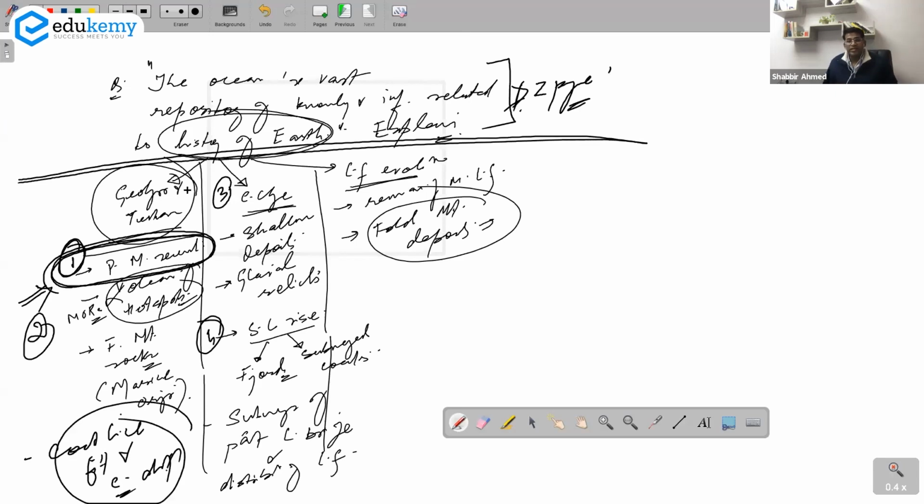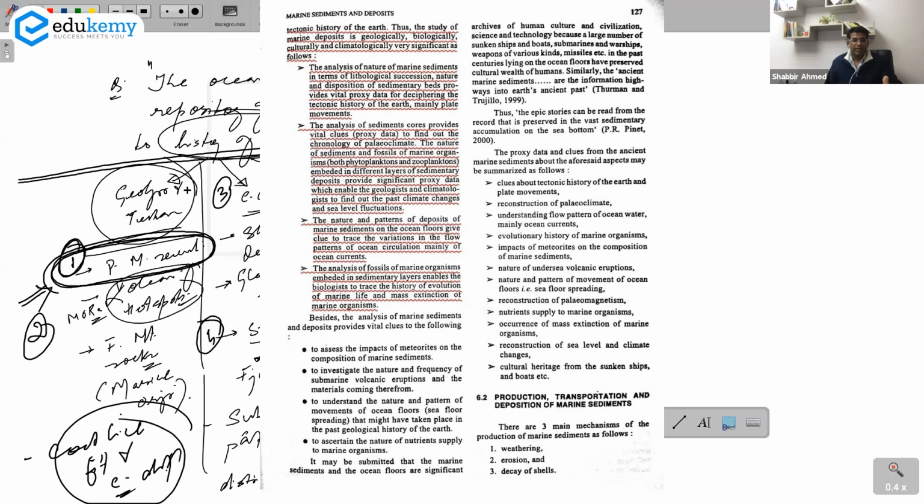Now in this question, you can combine some dimensions together. Some you can put in a diagram. But the scope of this question is so big. My point is that. Okay, you have opened page 127. In the first column, the first 4 points. The heading says, the study of marine deposits is geologically, biologically, culturally, and climatologically very significant as follows.